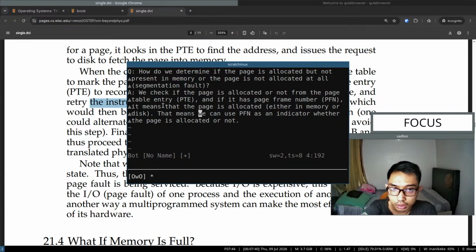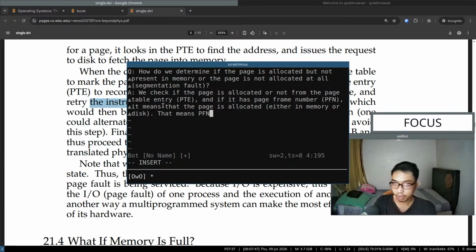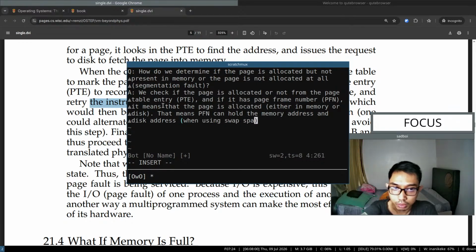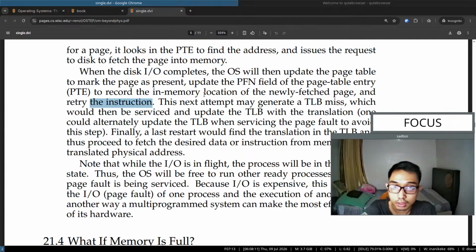That means maybe something like this. The page frame number can hold the memory address and disk address when using swap space. Okay, something like that.